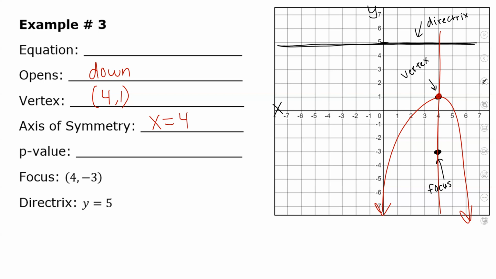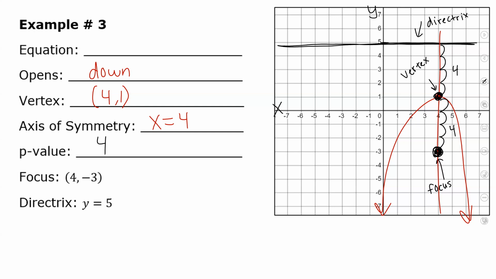Okay, now let's talk about the p-value. What is the distance from my vertex to my focus? How many spaces away are they? 4. 1, 2, 3, 4. They're 4 spaces away, as well as 4 spaces away this way. So my p-value is 4.